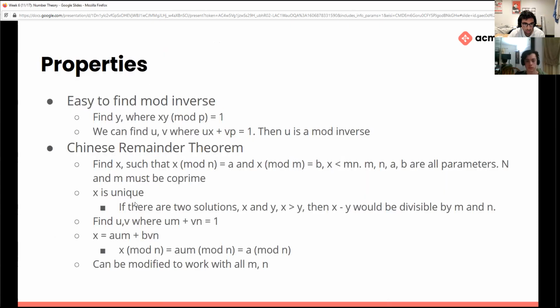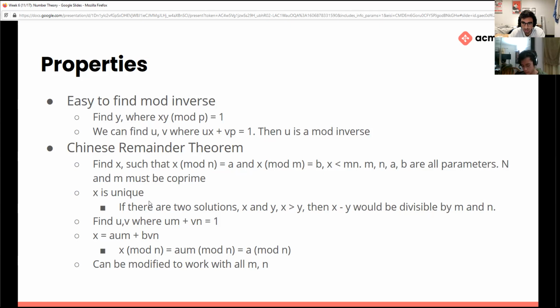Okay, so let's see. Yeah, so the Chinese remainder theorem is, here I made it simpler just because it's a little complicated when you first see it. So we're just given two numbers, m and n, that are co-prime, and a and b, which are numbers such that a is less than n and b is less than m. And what we want to do is find a number x such that x mod n is a and x mod m is b.